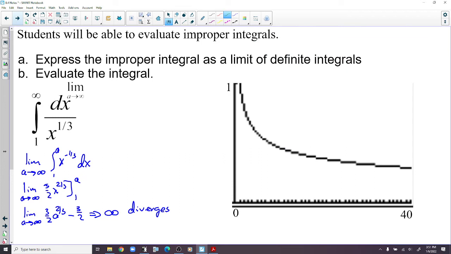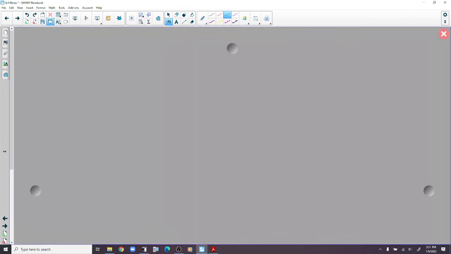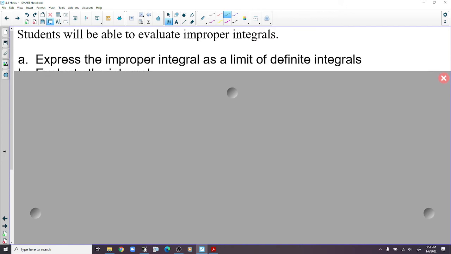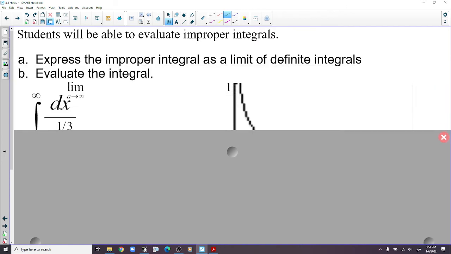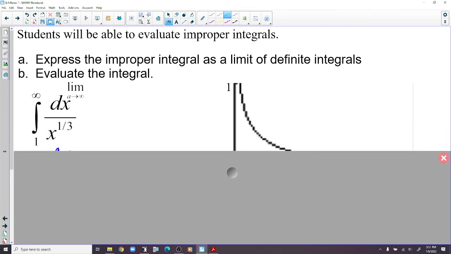Students will be able to evaluate improper integrals, same section. Express the improper integral as the limit of definite integrals, evaluate the integral. So there's a rogue limit hanging around there. Let's get rid of this one. I don't know what that was doing there.